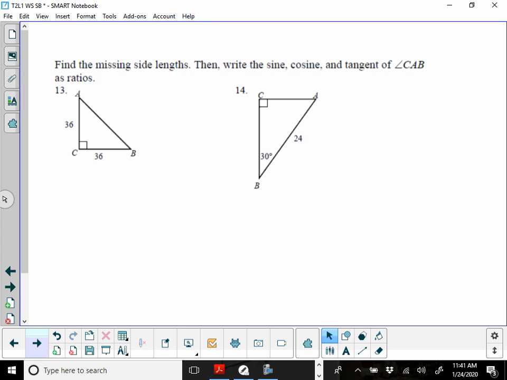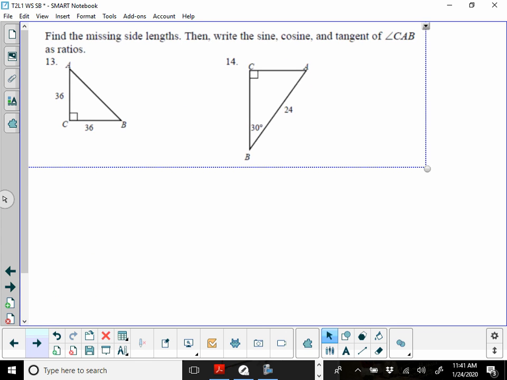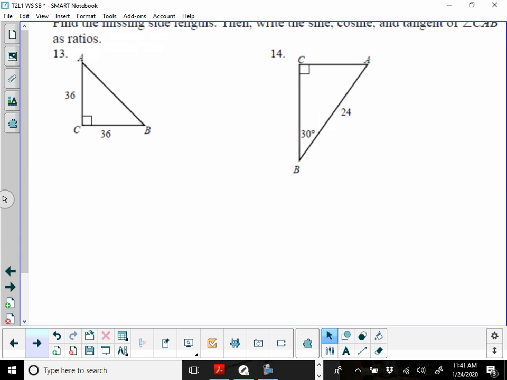All right, so the last one's a little different. A couple of y'all, when y'all were working on it in class today, did realize that this is a 45, 45, 90 triangle because it has 2 legs the same. So you didn't even have to do your Pythagorean theorem to find that the hypotenuse is going to be 36 radical 2. All right, if you're using angle CAB, so we want to look at angle A. So here's our angle. So that makes this the hypotenuse, this is the opposite, and this is the adjacent.